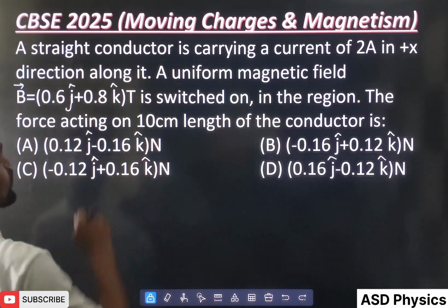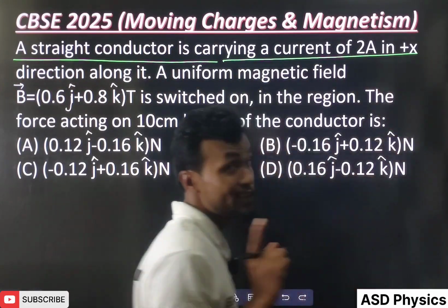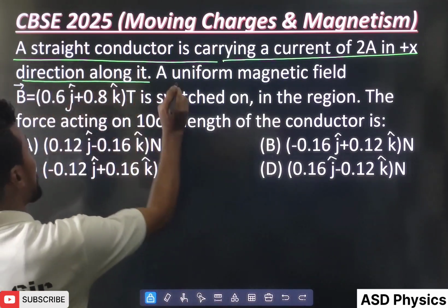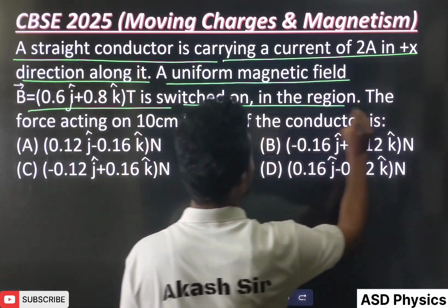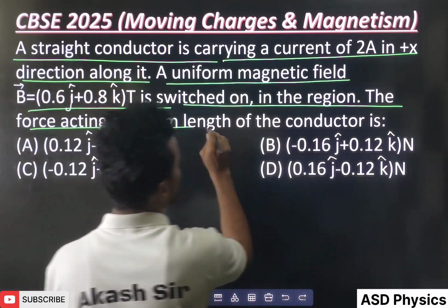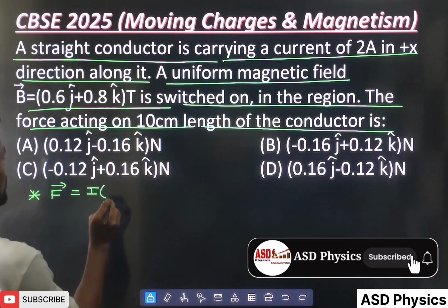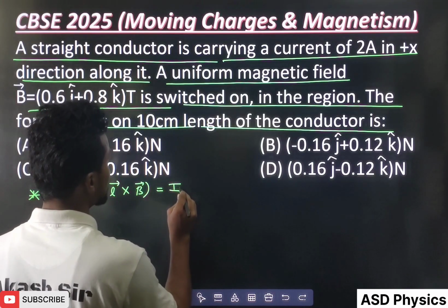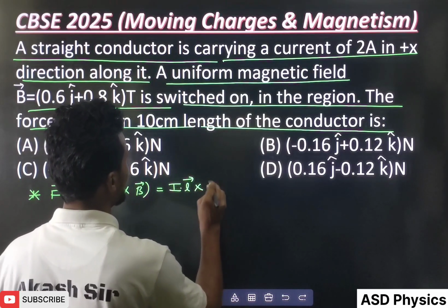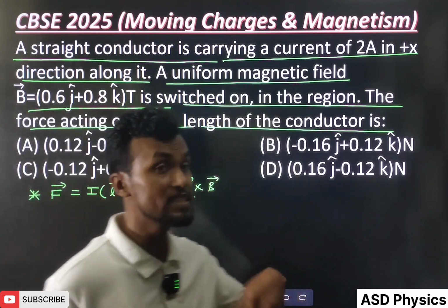The question is from moving charges and magnetism, a force based question. See, a straight conductor is carrying a current of 2 ampere in the positive x direction. A uniform magnetic field is switched on in the region. The force acting on 10 centimeter length of the conductor is how much here? So remember students, the force formula is given by F equal to I L cross B. Even if I multiply I inside, we can write I L cross B. And this is called the current element.